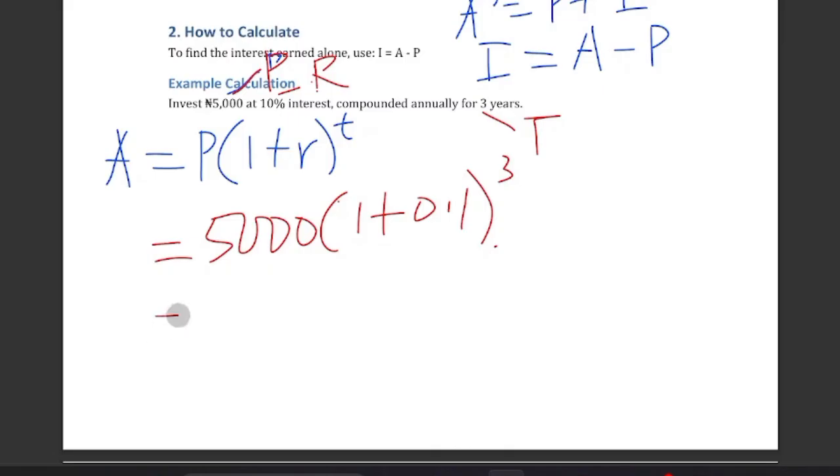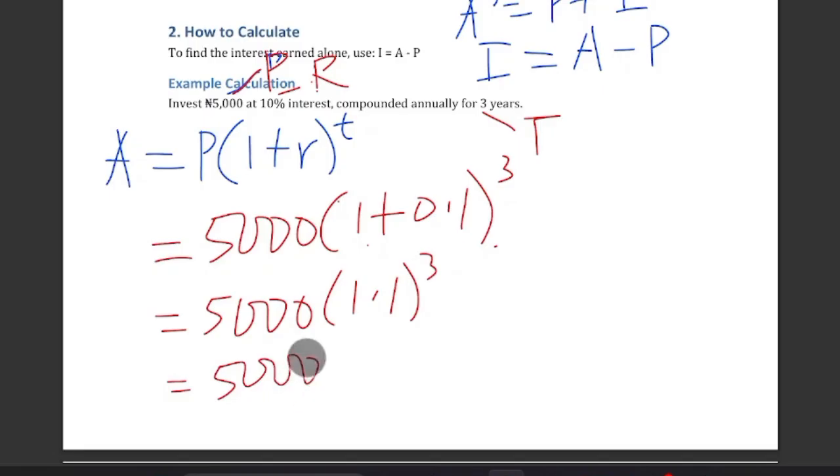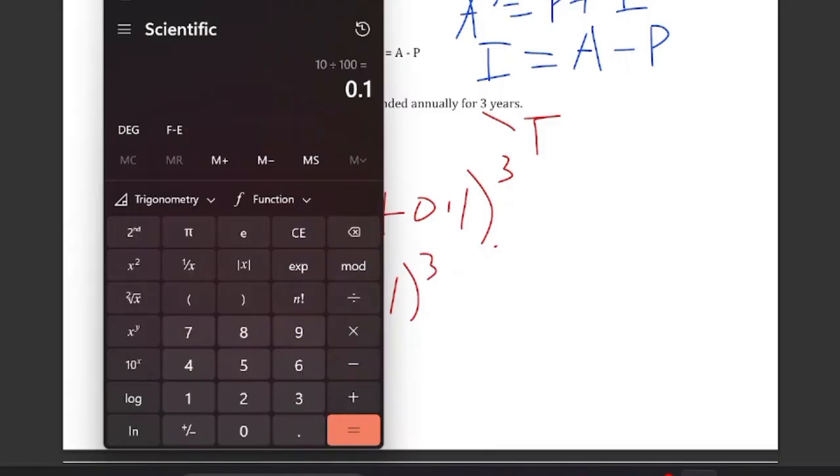Okay, so we now have 5,000, open brackets, 1 plus 0.1, that gives us 1.1 raised by 3. 1.1 raised by 3 means 1.1 times 1.1 times 1.1. So if you don't have it on your calculator, like this one now, I'll press this x raised by y. So 1.1, it's good to take it to a caret at the top. Then I'll put 3 there. Then I'll press equals. So that's 1.331.